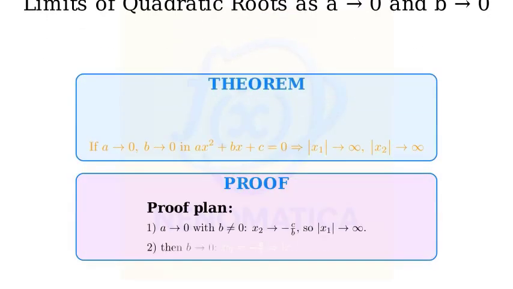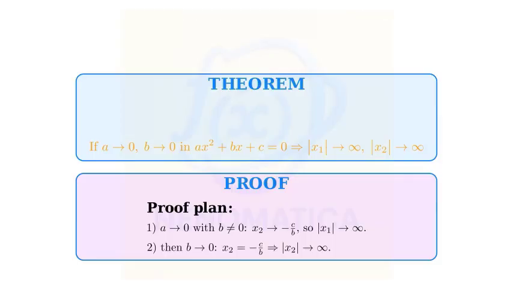First, let a approach 0 while b is non-zero. One root tends to negative c over b, and the other root must grow without bound. Second, let b approach 0. That forces the previously finite root to diverge as well.